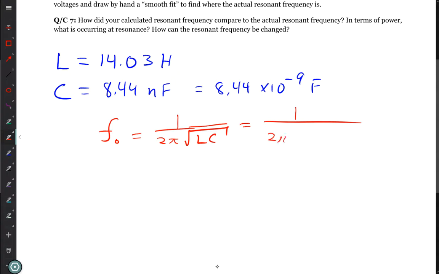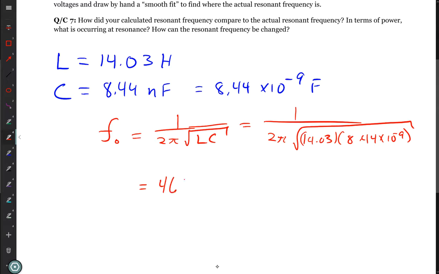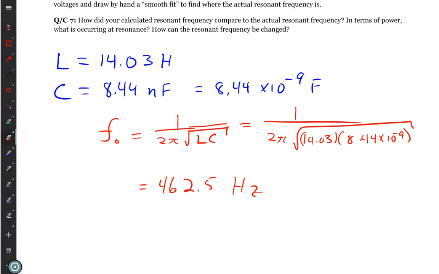So we're going to use Brady's numbers and assume they're correct, and then we'll check and we'll see if they're correct. Notice I did get lazy and drop off the units. If you multiply L by C, the units of henries times farads will give you units of seconds squared. So do you have it for me? I got 462.5. So 462.5, and the units are 1 over seconds or hertz. So that's our theoretical resonant frequency according to Brady.